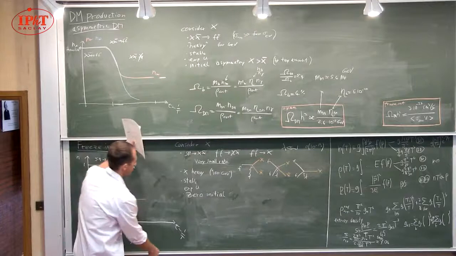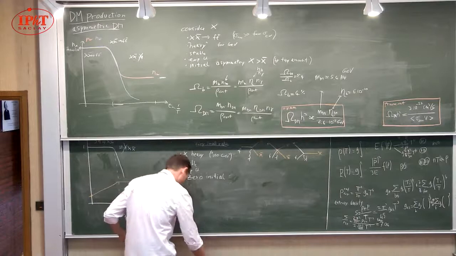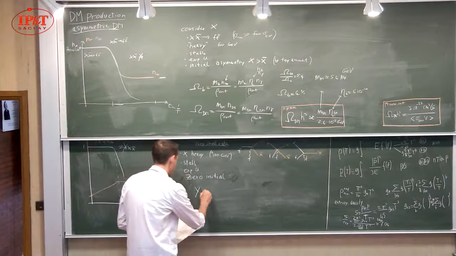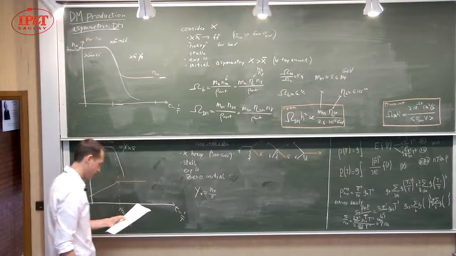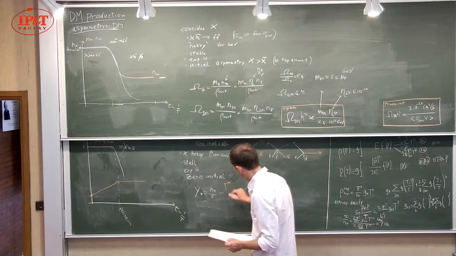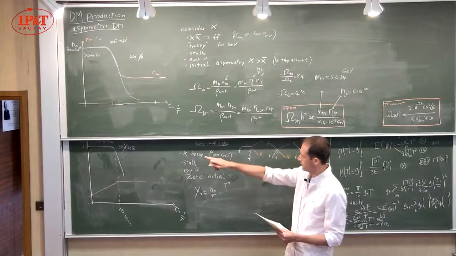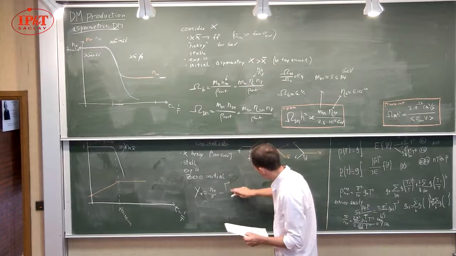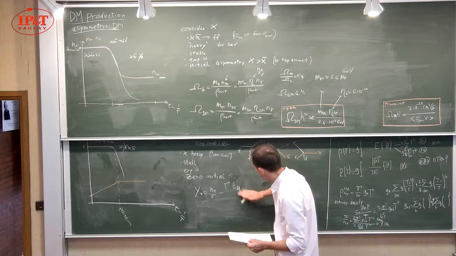So if you want to do an estimate, the yield that I defined before of the particle X, so the number density of the particle X divided by the entropy density, will be given by something like this. The rate of this process here, the rate of production from standard model particles to X particles, multiplied by a Hubble time.